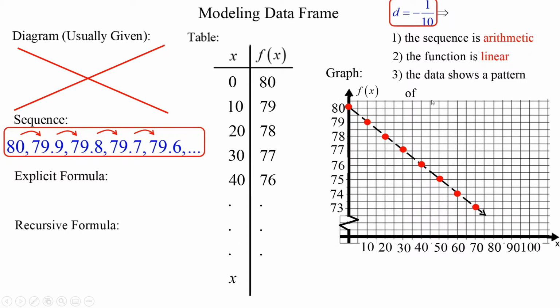Oh yeah, there we go. And the data shows a pattern of linear. Now though, what is this, linear growth or linear decay? My slope is negative, so that's going to give me linear decay.